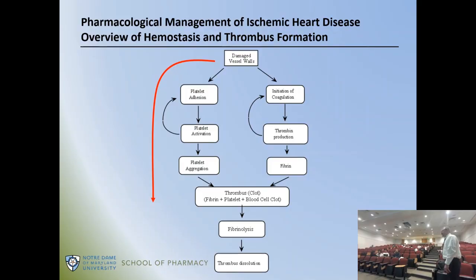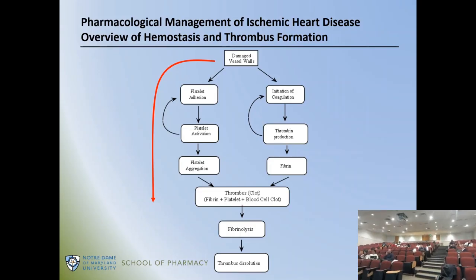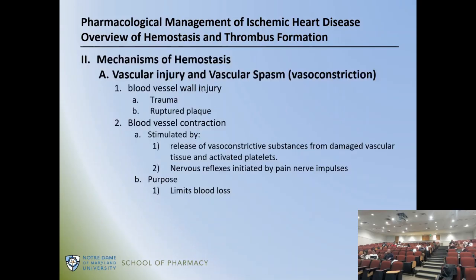Secondarily, what we can get is activation of the coagulation cascade on the surface of these platelets, which will form fibrin strands that will reinforce and strengthen the clot. Because that platelet plug that forms very quickly is not very strong, but it's a good temporary fix until fibrin strands can form around those platelets and reinforce and strengthen them. Then we have fibrinolysis and thrombus dissolution down here. So let's dig more into this.